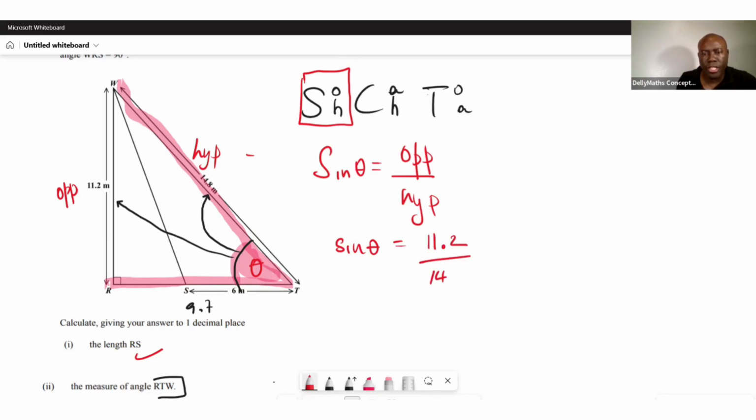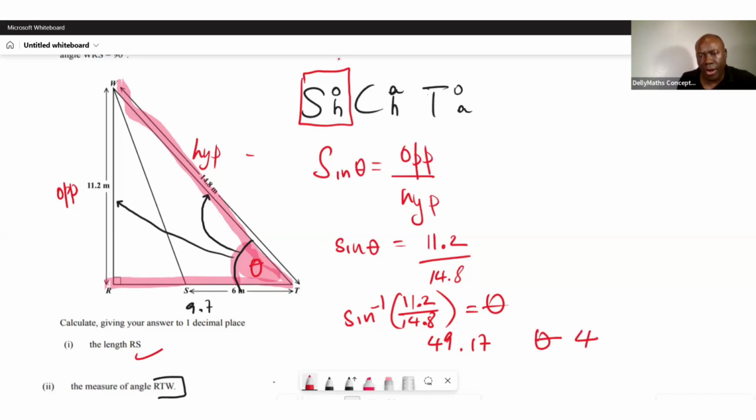So the sine of this angle is 11.2 over 14.8. So basically, if I take the sine inverse of 11.2 over 14.8, it's going to give me that angle. So let us activate that. So it is a sine inverse, and we're referring to 11.2 divided by 14.8. And it's going to give me 49.17. So to one decimal place, this angle is 49.2 degrees. So this is 49.2 degrees.